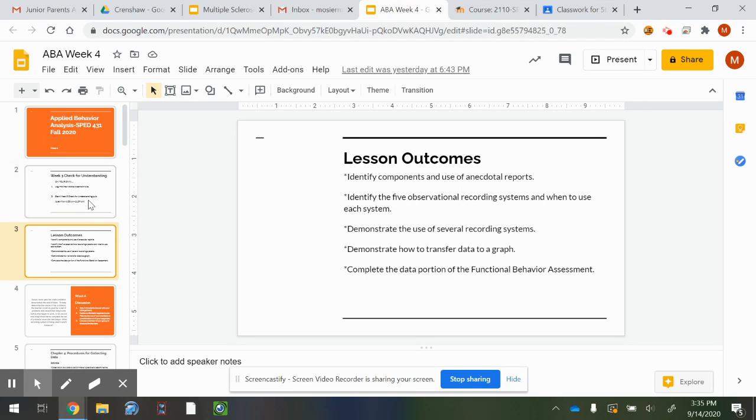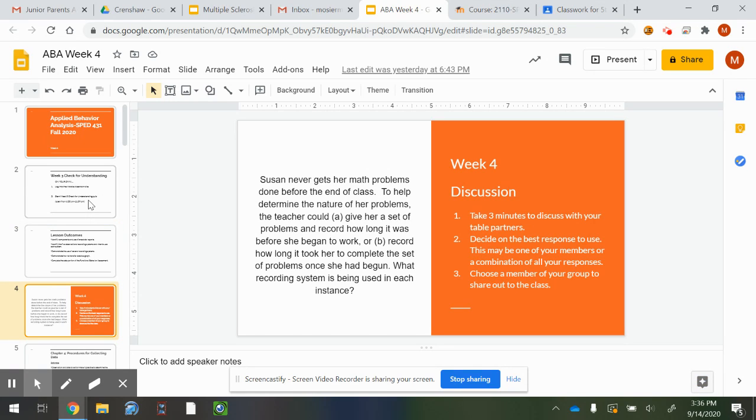Lesson outcomes for tonight and for the purpose of this PowerPoint. We will be identifying components and the use of anecdotal reports, identifying the 5 observational recording systems and when to use each system, demonstrating the use of several recording systems, demonstrate how to transfer data to a graph, and complete the data portion of the functional behavior assessment or analysis. Week 4 discussion, we will do this in class, so you can actually just skip over this slide.